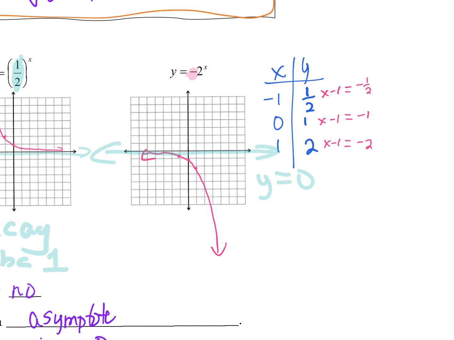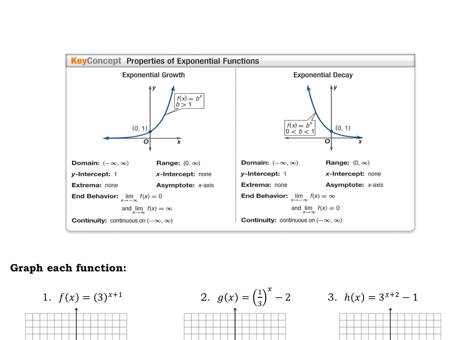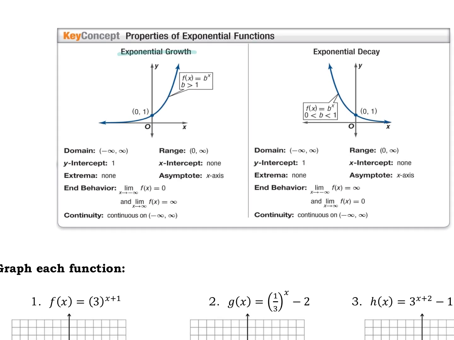Let's look at some properties, some things to think about and talk about that hopefully you've picked up on here. A lot of this information is the same for both graphs. The key to pick up on is that if we've got growth, we know this is going to increase as we go from left to right.